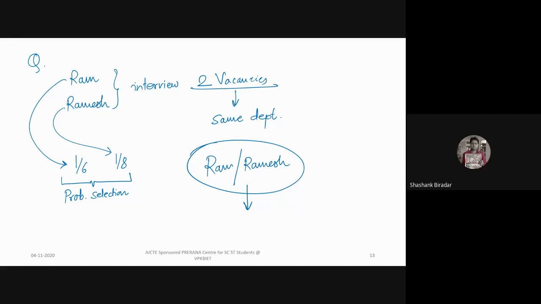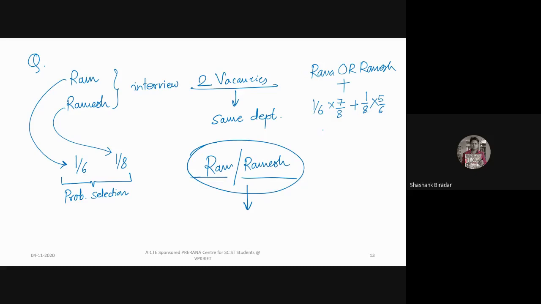Okay. So we will see the solution. Either Ram or Ramesh. So for Ram, the probability is 1/6, and the probability of not Ramesh, sorry, probability of not Ramesh is 7/8, plus probability of Ramesh is 1/8 and not Ram is 5/6. So you just compute this one.